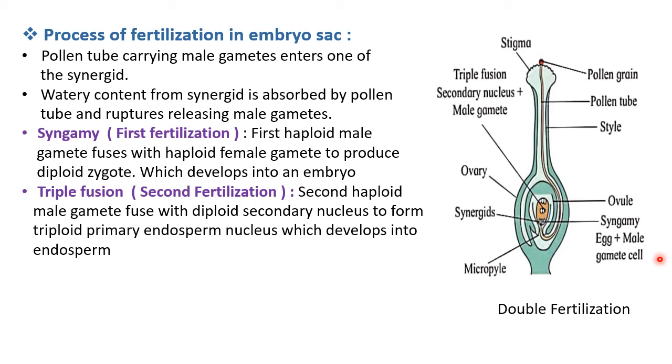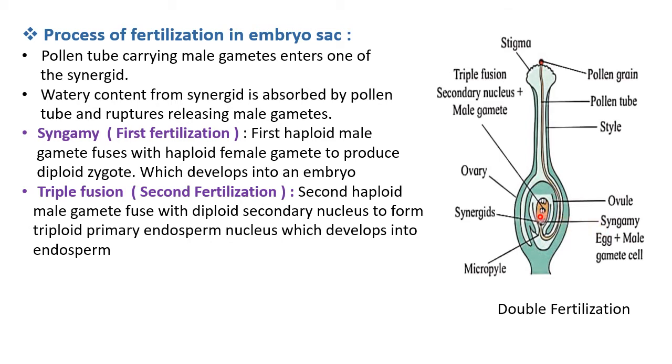The first haploid male gamete fuses with haploid egg cell or female gamete, and it will produce a cell called as zygote. As two haploid gametes unite, that is haploid male gamete and haploid female gamete, the cell produced, that is zygote, is diploid in condition. This phenomenon or process is called as syngamy or first fertilization. The zygote later on develops into an embryo inside the ovule.